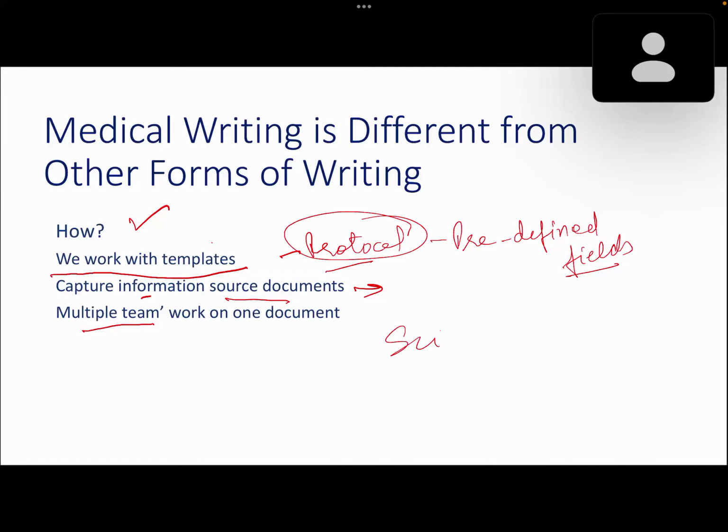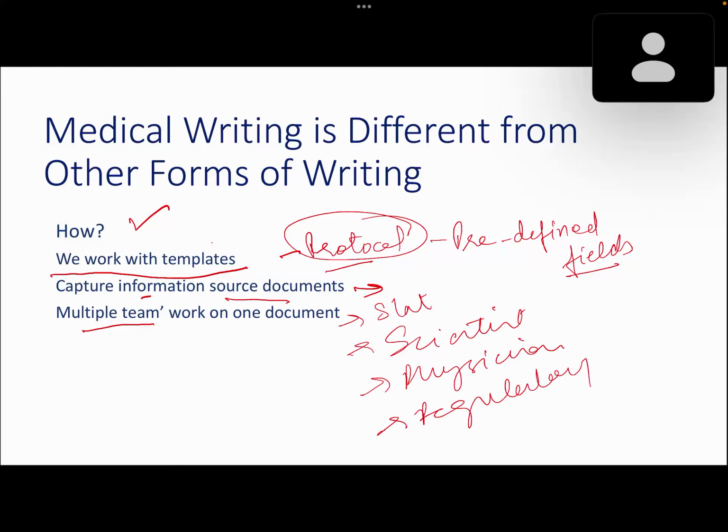No, you have a scientist. Your job is coordination. You also have a physician. You also have a regulatory specialist. When it comes to sample size, you have statistician support. So you have a full team with you. It's not only you who is writing a document. Plus your team members, QC, peer reviewer. So you have support.